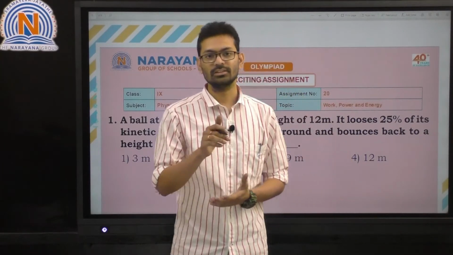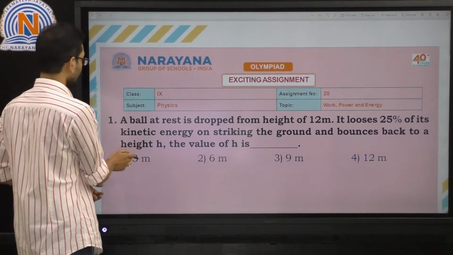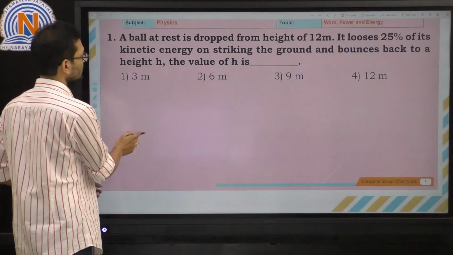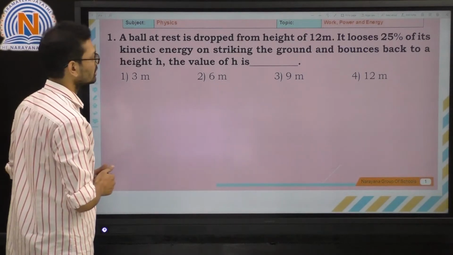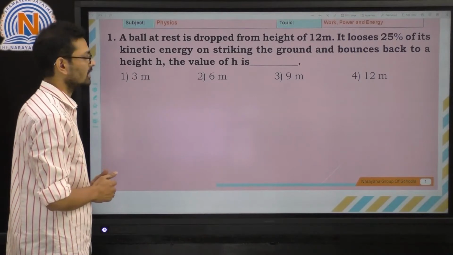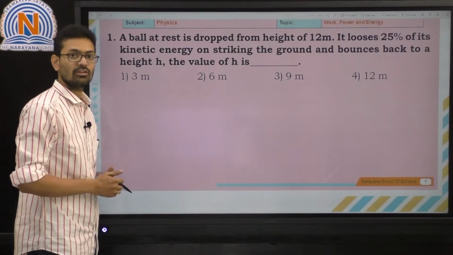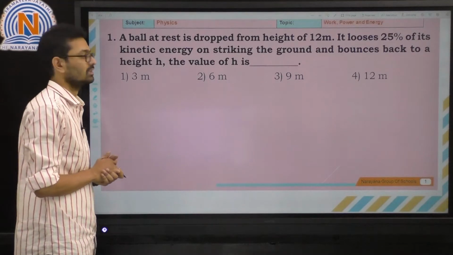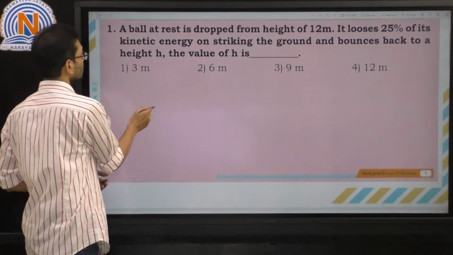Now here in your assignment number 20, let us see your first question. Your first question is: a ball at rest is dropped from a height of 12 meters. It loses 25% of its kinetic energy on striking the ground and bounces back to a height h. The value of h is? Let us try to solve it.